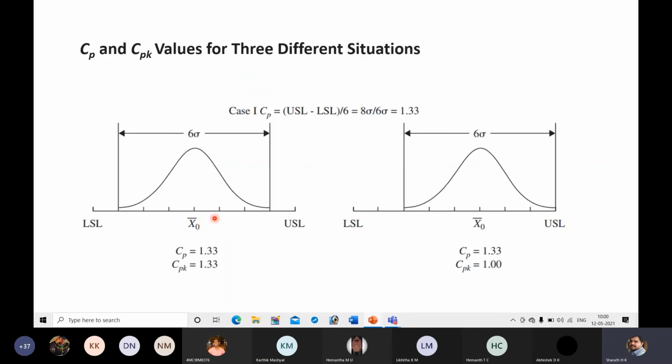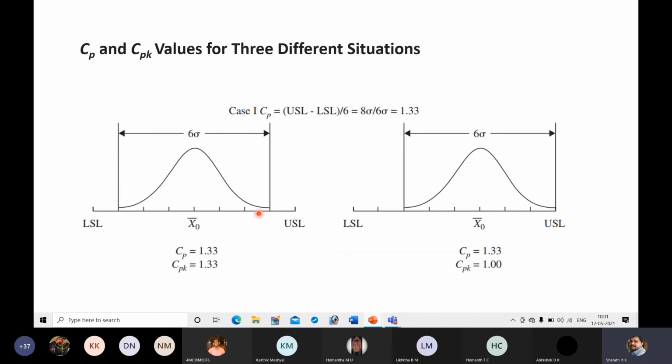There are 3 cases where we can compare this capability index and performance index. Consider the first case, case 1. This is the upper specification limit, this is the lower specification limit, divided by 6 sigma. You know the equation of Cp: upper specification limit minus lower specification limit divided by 6 sigma will give you Cp.